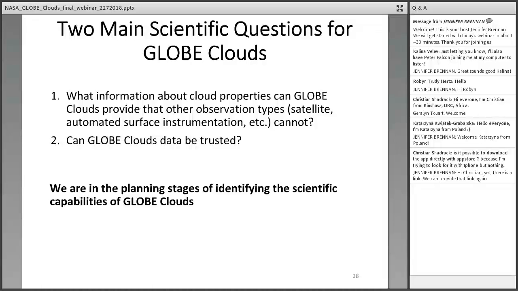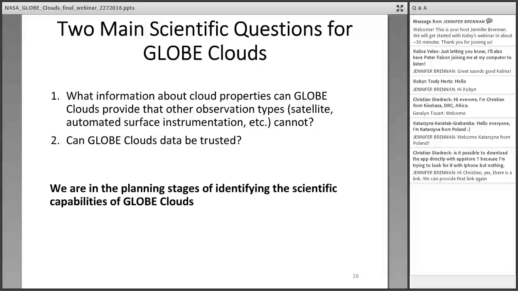This is an effort to link citizen science with professional science. So for a professional scientist, if they're given a new data set, such as GLOBE Clouds, they're going to ask two basic fundamental questions about the data. First, they're going to want to know what information about clouds this new data set can provide that they can't get from other observation systems, such as satellites, surface instrumentation, and so on.